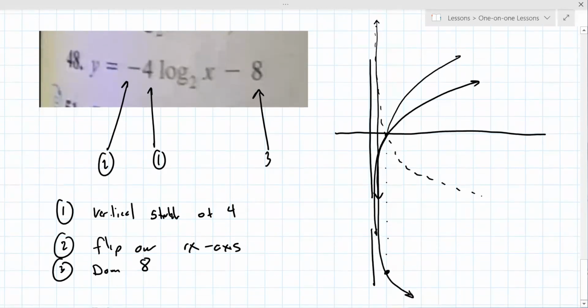It's kind of hard to graph in this window, but: down 8, reflected over the x-axis, and vertical stretch of 4. What would the original line look like? It's this one right here. The log of x looks like this. What does the new one look like? This last one kind of goes down like that. Why isn't it like... I don't know. Never mind.